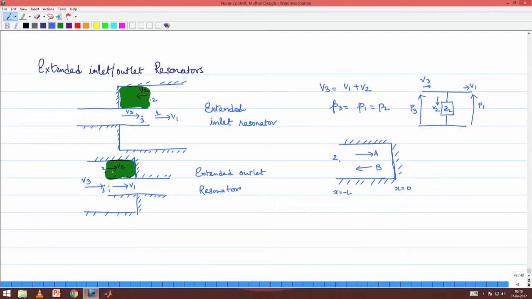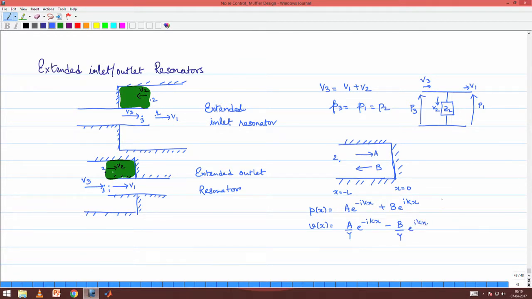chambers. And therefore, the pressure within this chamber is going to be A e to the power minus i k x plus B e to the power plus i k x, and the velocities, the mass velocities to be more appropriate, is going to be A by Y e to the power minus i k x minus B by Y e to the power i k x.